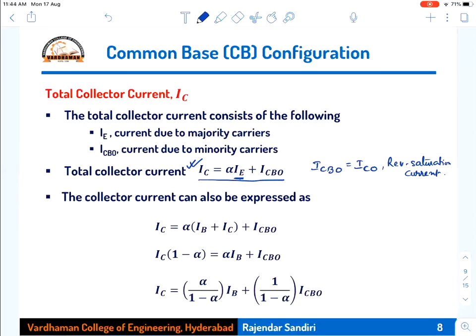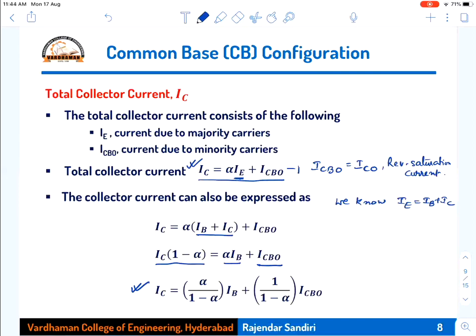I want to represent that in the IB. Then what is the relationship between IE and IB? We know IE is equal to IB plus IC. So just substitute in place of IE, you will get IB plus IC. IC is equal to alpha into IB plus IC plus ICBO. Now we can write it as, take IC common and bring this alpha IC on the left hand side. Then you will get IC into 1 minus alpha is equal to alpha into IB plus ICBO. Then IC will be represented as IC is equal to alpha by 1 minus alpha into IB plus 1 by 1 minus alpha into ICBO.